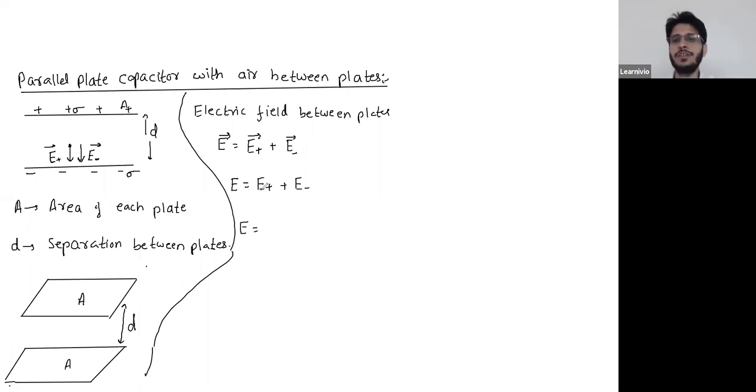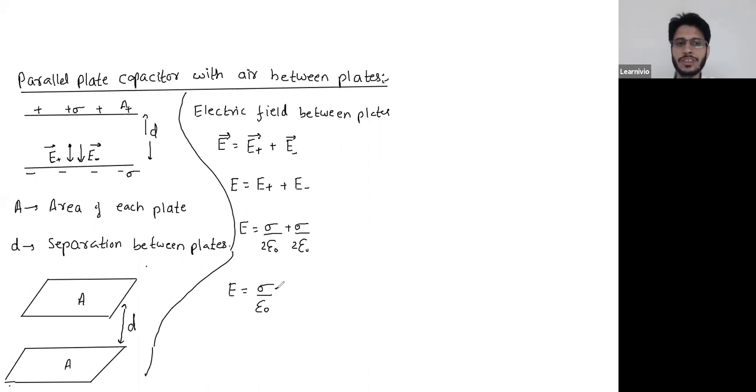See here, this E plus is the electric field due to this positive sheet. For a sheet, the expression of electric field is sigma by 2 epsilon. For the negative sheet, the charge density is the same, so it's again sigma by 2 epsilon. We are considering the magnitude of field, and while considering magnitude, we don't consider the negative sign of the charge. So it's sigma by 2 epsilon naught plus sigma by 2 epsilon naught. So the net field between the plates is sigma by epsilon.